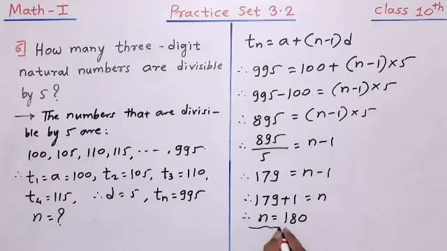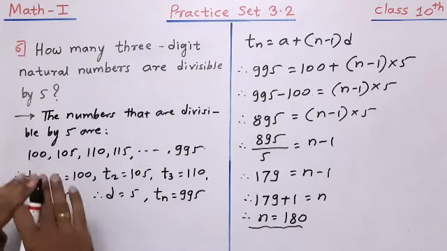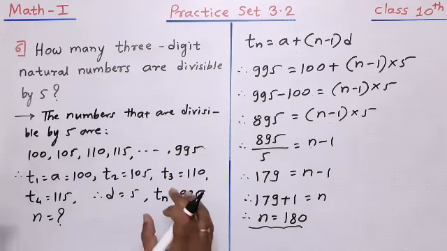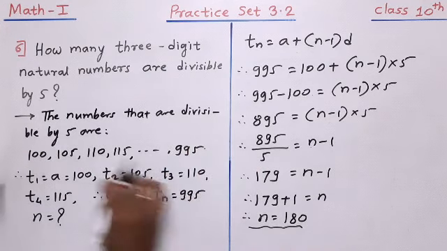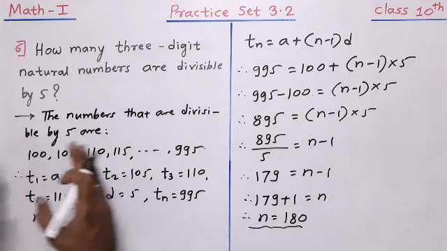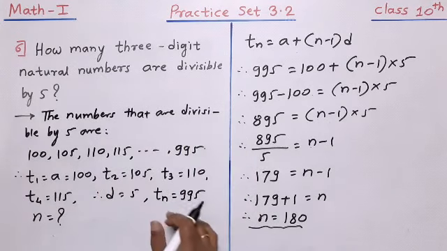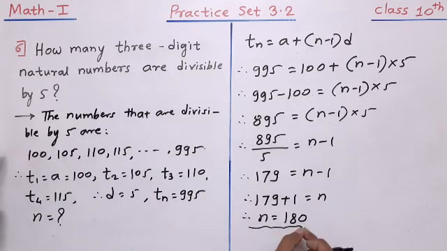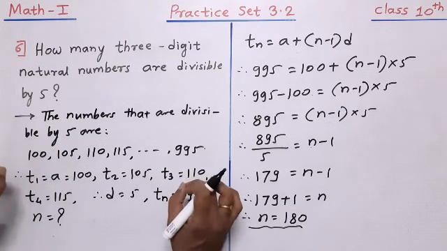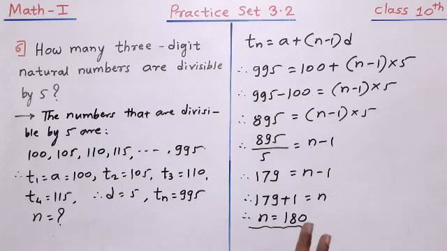In this way we get the answer. Means all these 3-digit numbers which are divisible by 5, all these numbers are total 180 numbers. From 100 to 999, there are only 180 numbers which are divisible by 5. That is the answer. Is that clear?